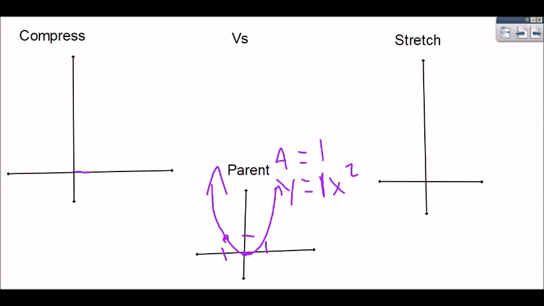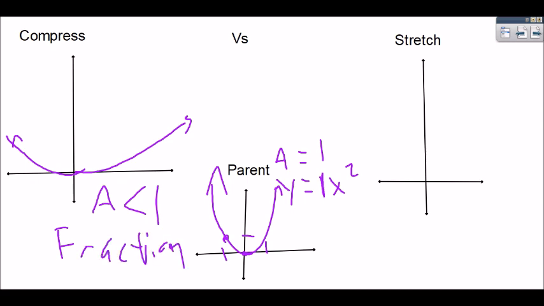Compressed means that I took that function and I flattened it out. For compressed functions, that is when a is less than 1, so a fraction. Stretch means I take my parent function and I make it super skinny. And that means when a is bigger than 1, so generally a whole number.